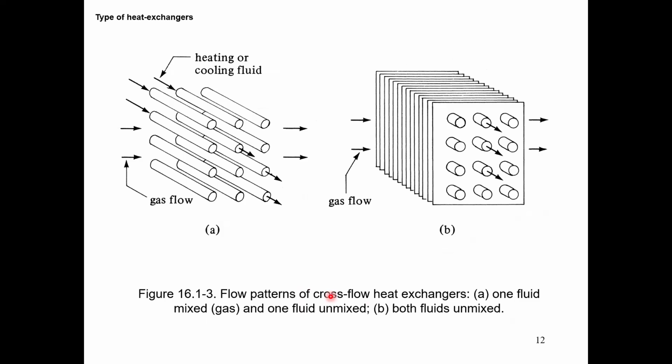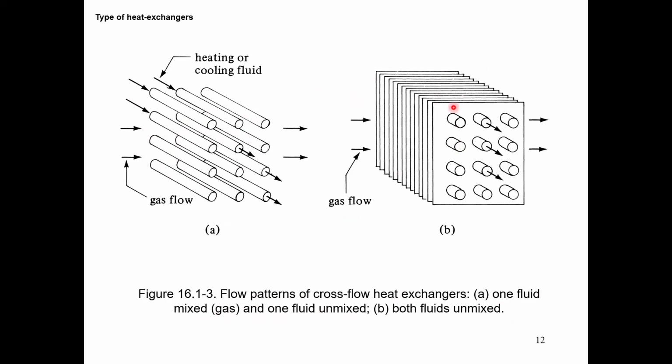These are utilized when the heat transfer required is very small and you want to design compact heat exchangers. One type of cross flow heat exchanger is called one fluid mixed and the other fluid unmixed. The fluids flowing through the tubes are unmixed, whereas the fluid flowing around them is mixed. That's why it is called one fluid mixed, the other fluid unmixed.